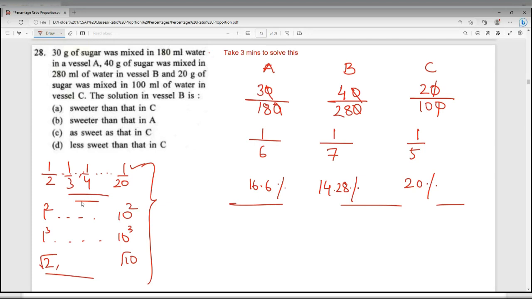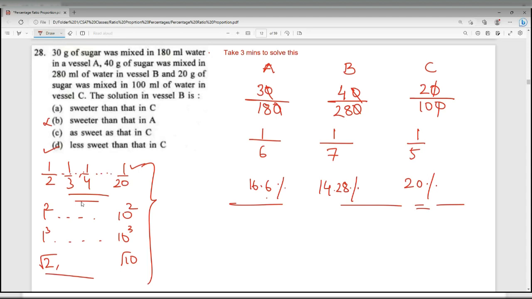So we have calculated the percentage of concentration of sugar here. And what they're saying is the solution in vessel B is, when compared to A or C. Vessel B has the sugar concentration of 14.28 and A has 16.6. So compared to A, B is less sweet, and so this is gone. And compared to C, again this is less sweet than C. So the correct option is D.